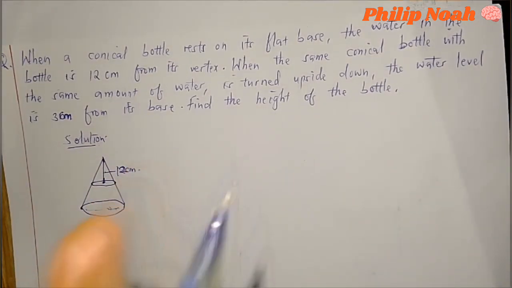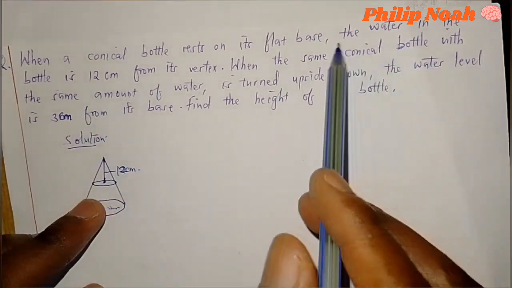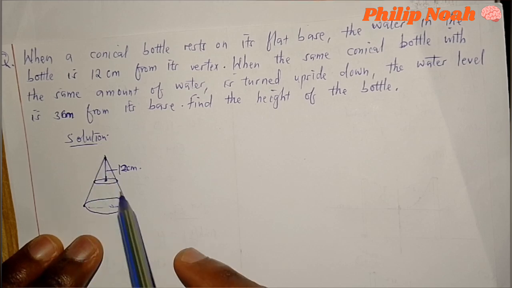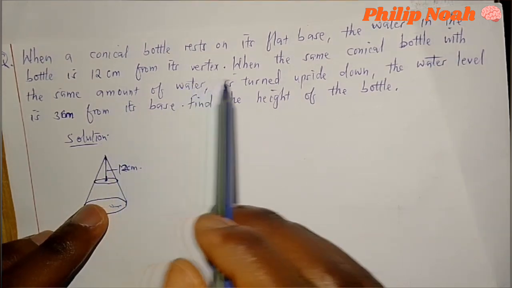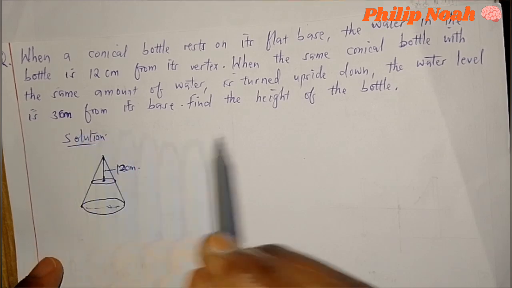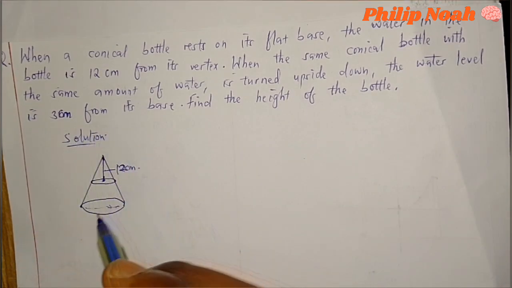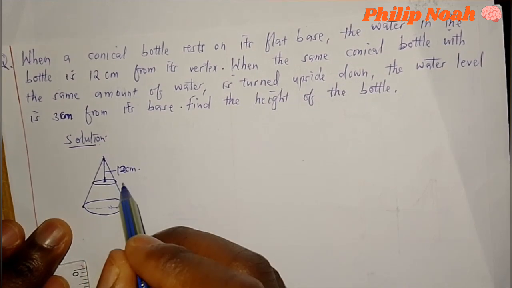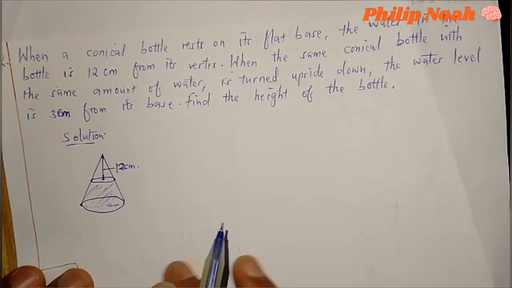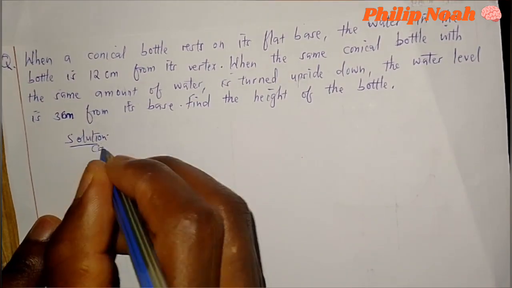So this is a conical bottle resting on its base. We are saying that the water in the bottle is 12 centimeters from its vertex, as you can see here. Have a sketch. Then when the same is turned upside down, the water level from its base is 3 centimeters. So let's start with this one. This is the water in the bottle, so we are going to find the volume of water in this. Let's call this case 1.